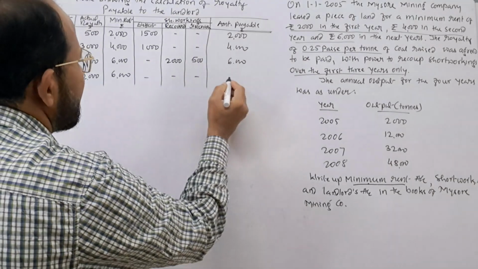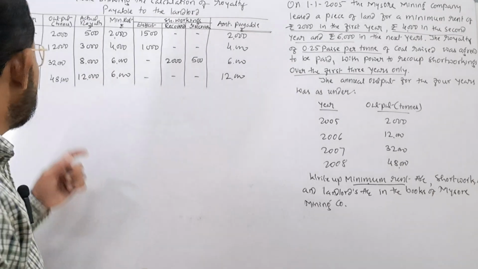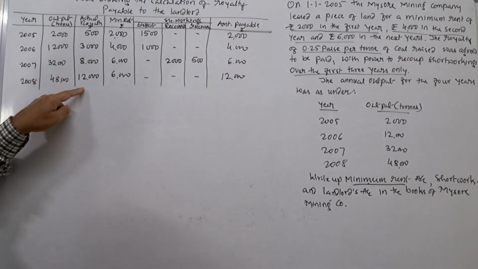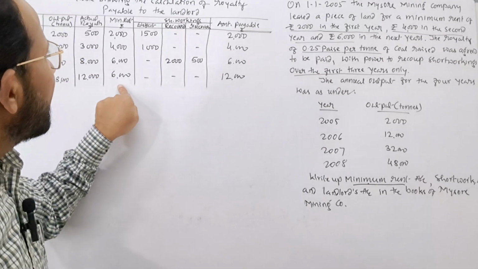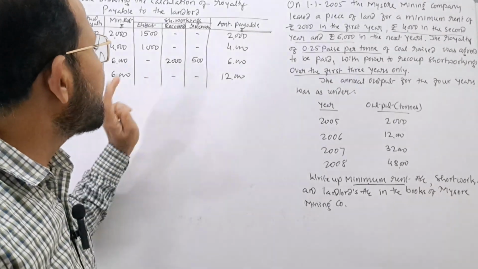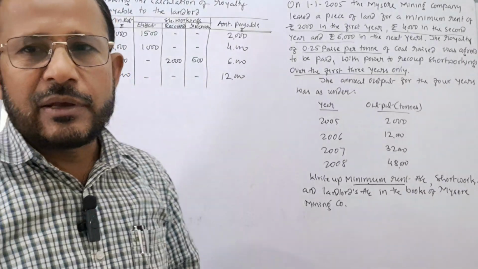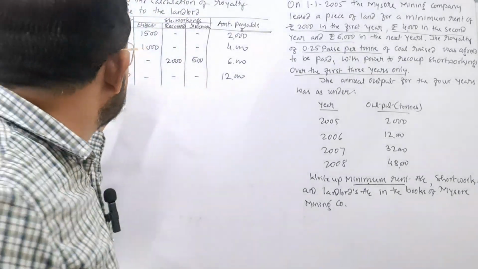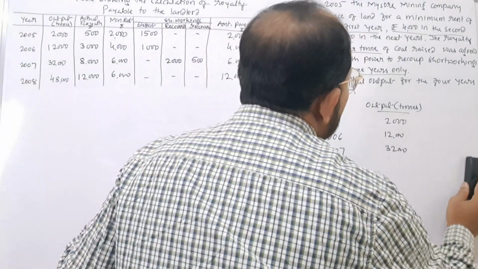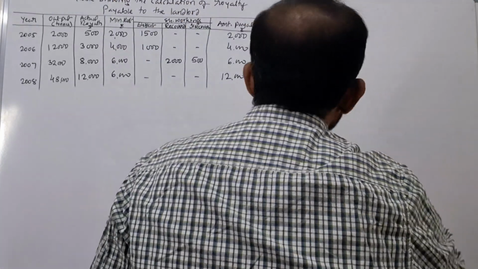That is to be given to the landlord. Here in the 4th year, excess royalty is there. Actual royalty is more than the minimum rent, and there is no recovery of the short workings. That is why whatever the actual royalty comes, that amount is paid to the landlord. Now we prepared the table or the chart showing the calculation of royalty and short workings.